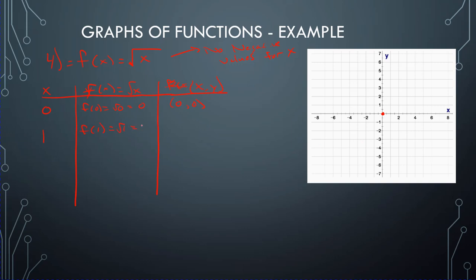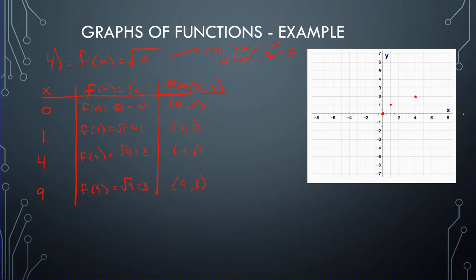I'm going to pick 1. Well, the square root of 1 is 1. So then my next point is 1, 1. Now I'm going to pick a number that I can actually take the square root of, which is 4. So the square root of 4 is 2. You didn't want to pick the value 2, because the square root of 2 is nothing easy. So what's the next perfect square? It's 9. So f of 9 is the square root of 9, which is 3.